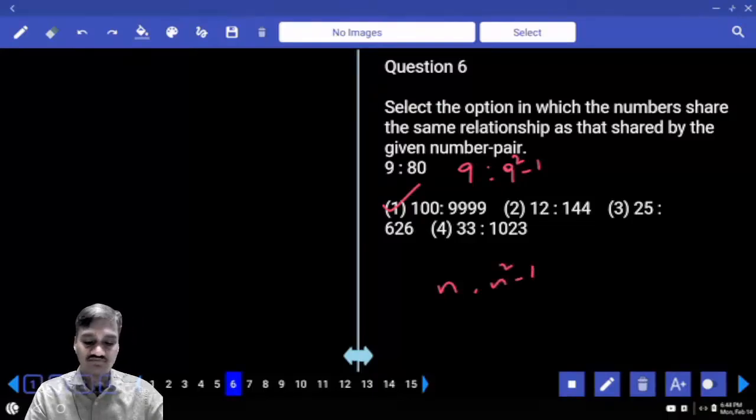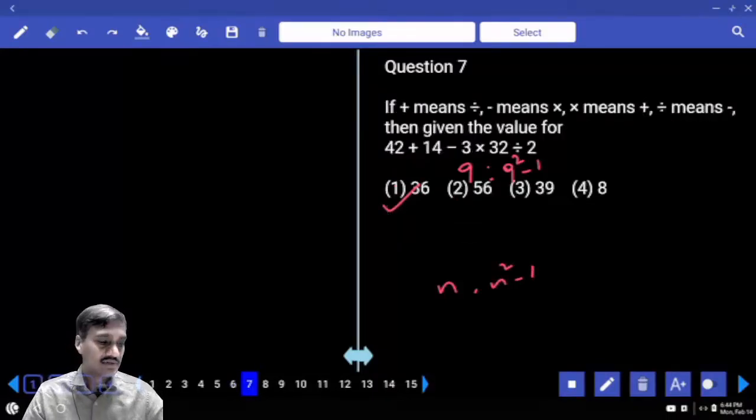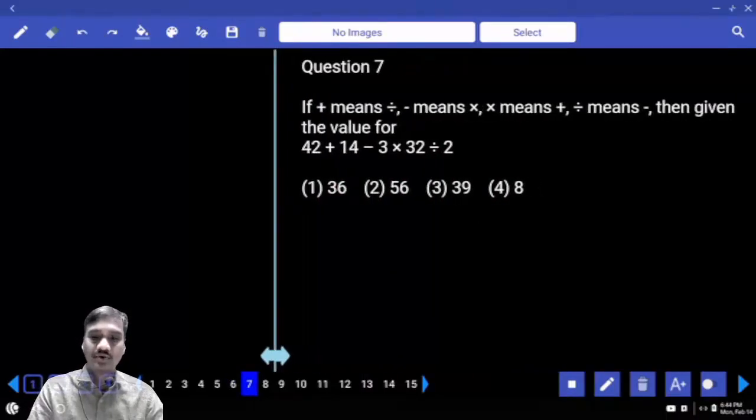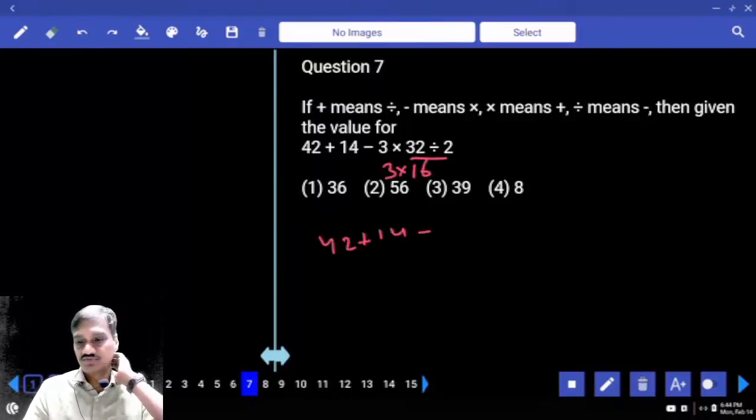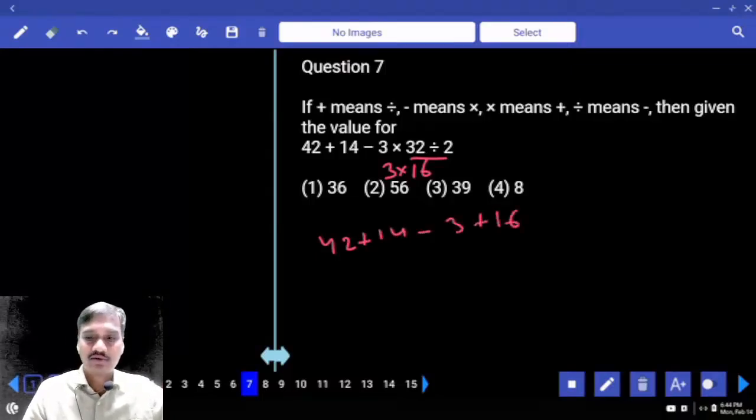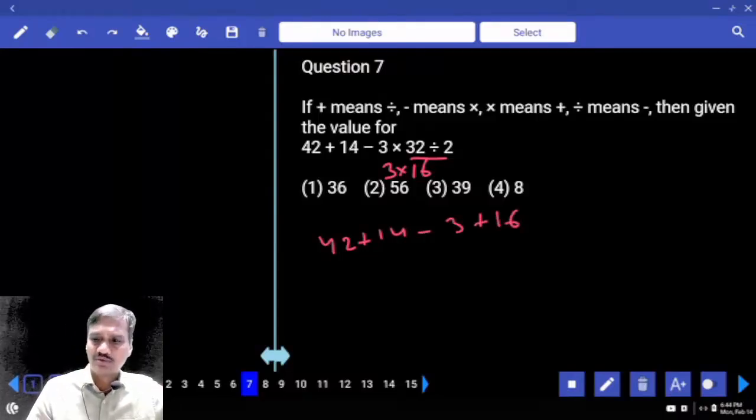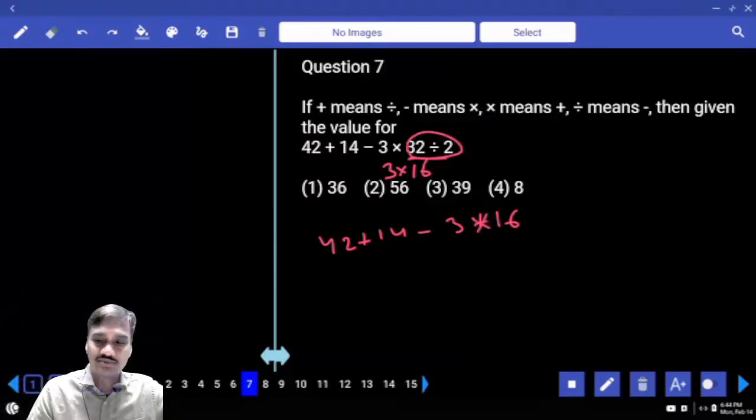Then question number 7. Now in this seventh one is 42. First we need to go for division. 32 divided by 2 is how much? 16. Now 16 into 3 is how much? 48. That means 42 plus 14 minus 3 plus 16. Minus 3 into 16. Now into 16 is how much?